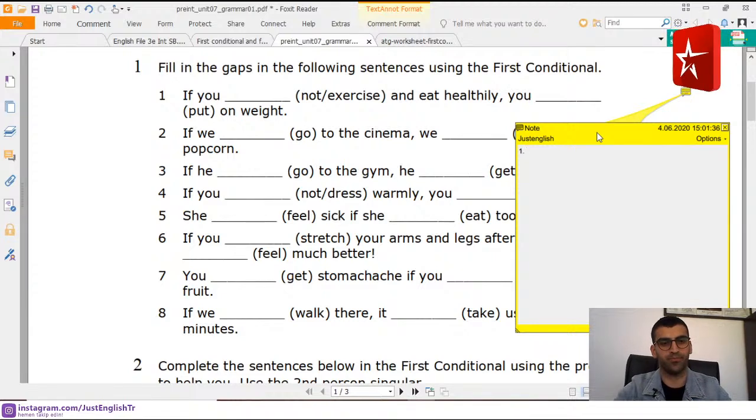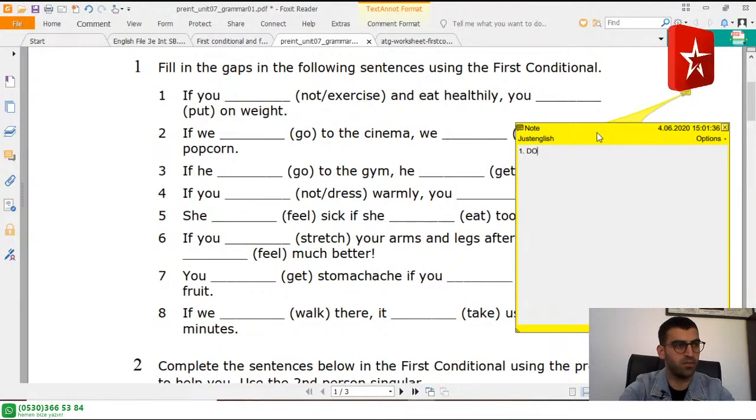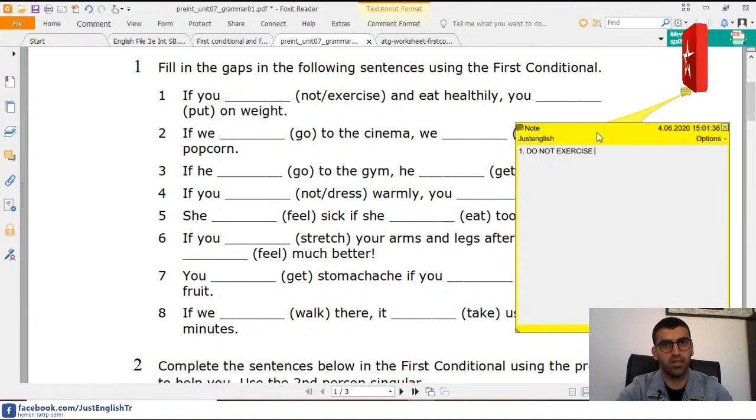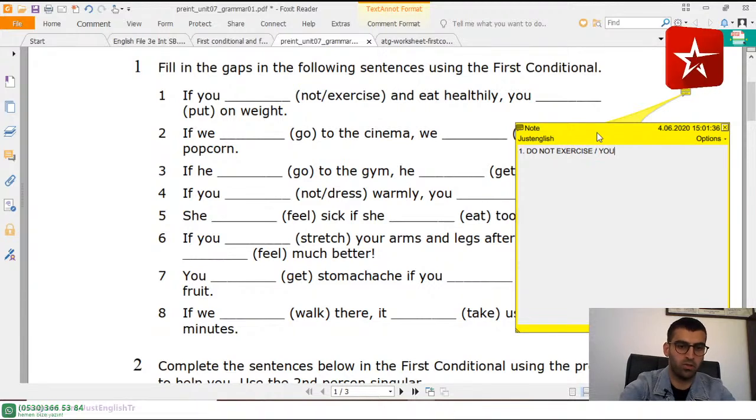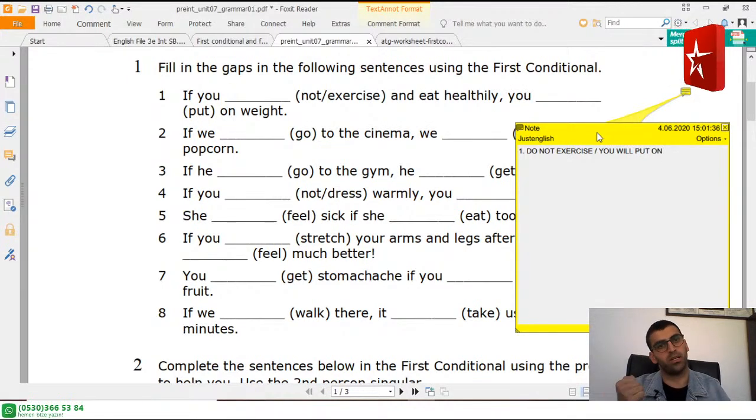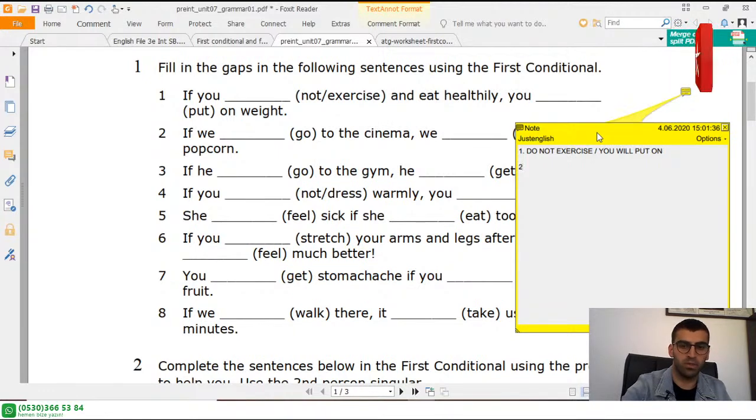It means, if you don't, like if-clause, we use present simple negative. If you don't exercise and eat healthily, you will put on weight. It means you will gain weight. For example, if you are 40 kilos, you will be like 50. If you don't exercise and eat healthily, you will put on weight. Yes, that is the correct answer for number 1.